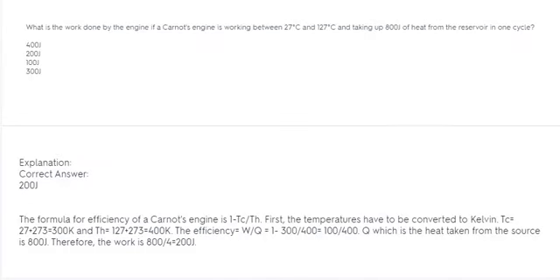What is the work done by the engine if a car engine is working between 27 degrees Celsius and 127 degrees Celsius and taking up 800 J of heat from the reservoir in one cycle? 400 J, 200 J, 100 J, 300 J.